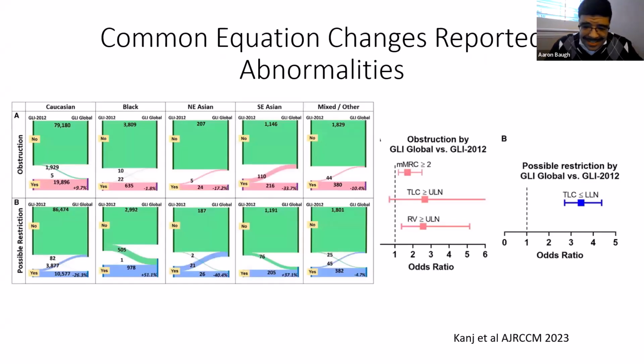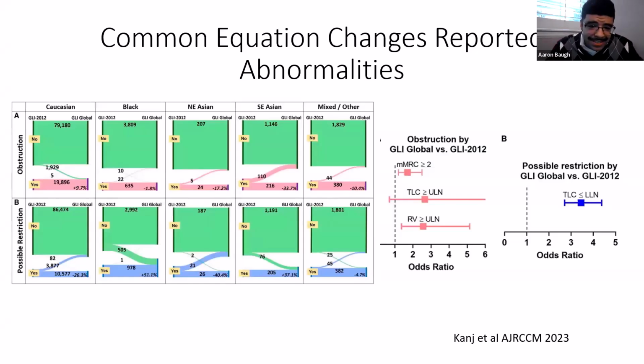So let's get started. This is a study that came out this summer from Dr. Kanj and his colleagues. Now, this is one of about 3 or so studies, all of this same kind, where they're retrospective single center reviews that try to look at, if we reapply the new reference equations to existing records of spirometry that we've done at our institution, how would the results be different?